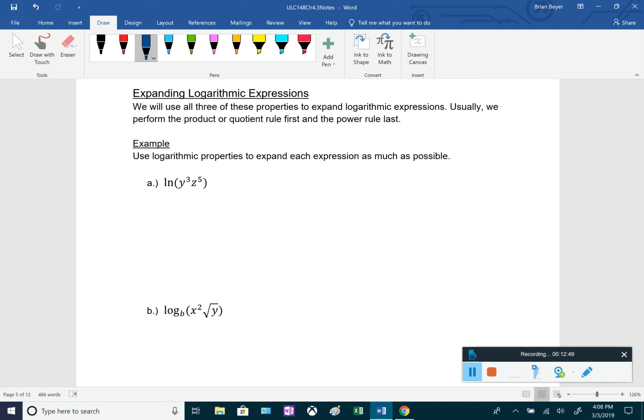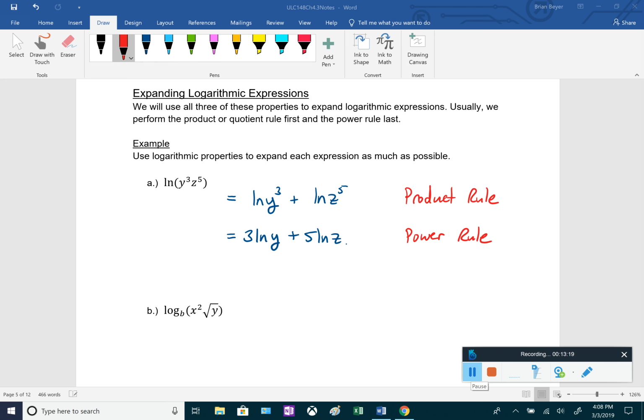Okay, so first one here we have ln of y cubed times z to the 5th. So we're going to do the product rule first because we have the inputs being multiplied. So this is going to be the ln of y cubed plus the ln of z to the 5th. So that was the product rule, and then we're going to be using the power rule and bring those exponents down front. So it's going to be 3 ln of y plus 5 ln of z. Okay, so that's as far as we can simplify it. So it was product rule and power rule, just one at a time.